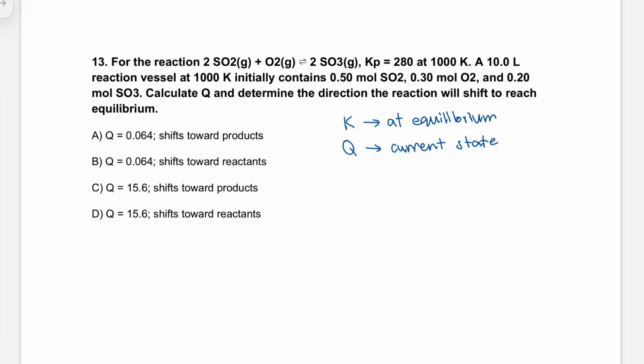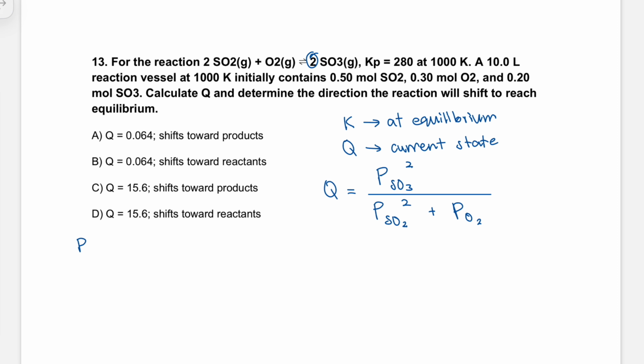So what we need to do is, it's the same equation. So our Q equation is going to be the pressure of the product, SO3 squared, because we have a coefficient of 2, and this will be over the reactants. So P of SO2 squared times P of O2. That's the equation we're going to use to calculate it. So all we need to do now is use the information we have to calculate what the pressure is going to be for each of them.